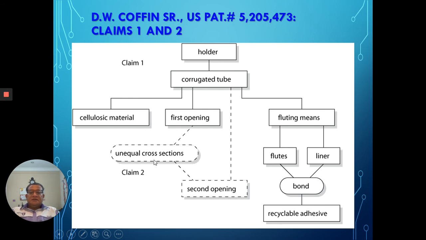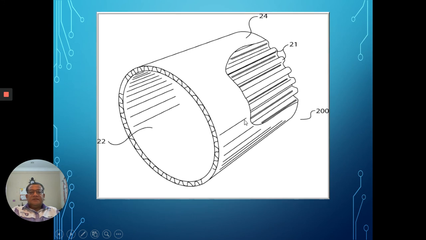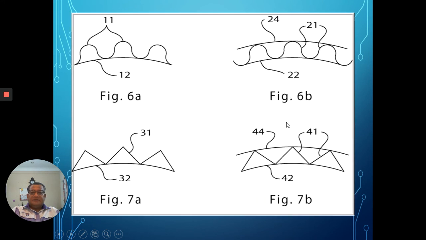And there is a first layer, unequal cross-section plane, second opening, and there is a fluting means, flute, liner, bond. These are the very specific constructs of the coffee sleeve by Mr. David Coffin. Later, the construction of the material with this kind of layer and liner is explained, and there is a marking number that belongs to each material. So how it is constructed is a very detailed description of the diagram on how to make that sleeve. Figure 6A is the measurement from peak to peak, what the distance is, and what kind of layer this layer 22 means. So it is a very specific kind of construct, right?